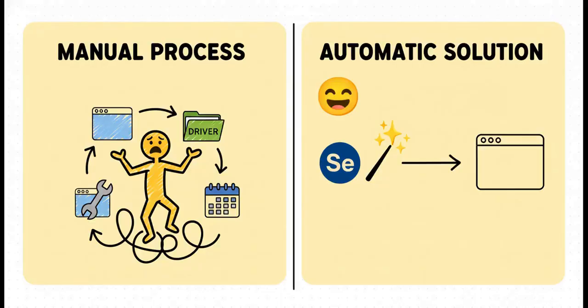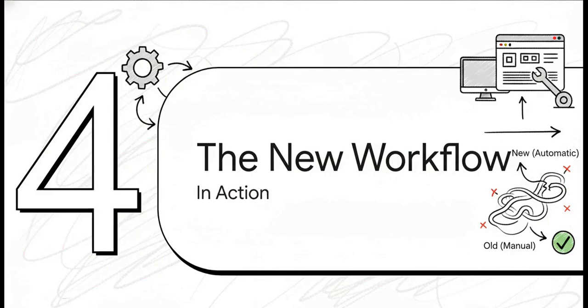Seriously. And this just shows you the difference perfectly. On the left, you've got that whole clumsy manual dance we talked about. And on the right, with Selenium Manager, it's just automatic. Every single one of those tedious, error-prone steps, they just vanish. Gone. So that all sounds great in theory, but what does it actually look like in our code? Let's take a look at the new workflow in action and prepare to be impressed by how simple this is.